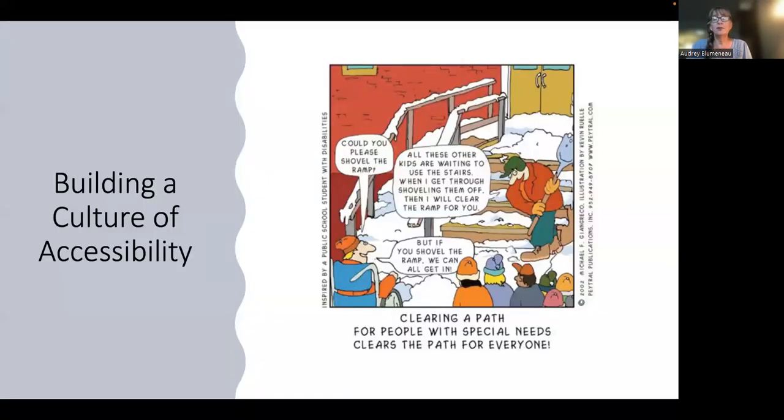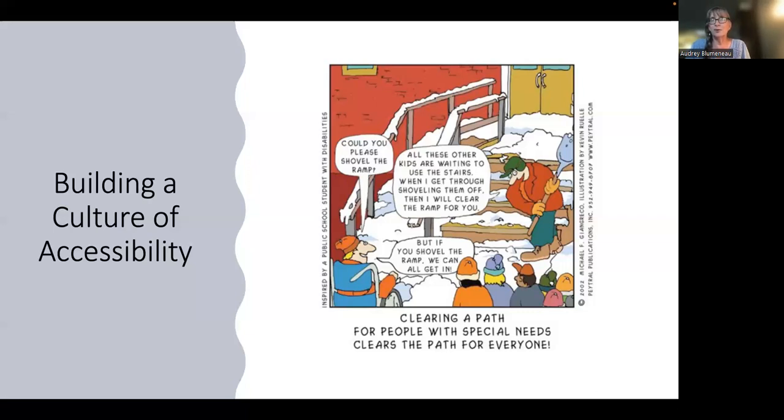So one of the things that we always talk about is building a culture of accessibility. This cartoon that you're seeing is showing a gentleman who's in a wheelchair and several people are standing next to them. There's a person on the stairs that's shoveling snow. Obviously this is not California unless you're in the Sierra somewhere, but the person in the wheelchair is asking if, could you please shovel the ramp? And the person that's shoveling says, but all these other kids are waiting to use the stairs. When I get through shoveling them off, then I will clear the ramp for you. But the person in the wheelchair is saying, but if you shovel the ramp, then we all can get in.